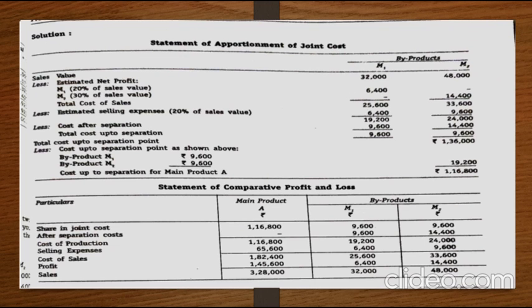Solution. So this is the solution part. We are going to prepare a statement of apportionment of joint cost. So till now we have not come across byproducts. In this problem we will come across the calculation of byproducts.